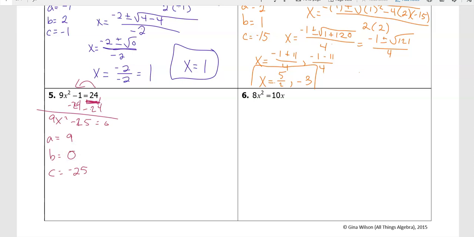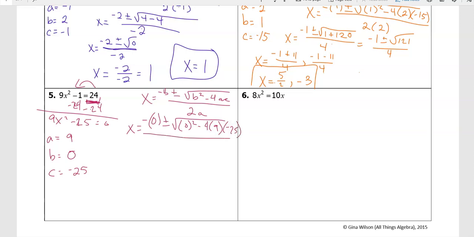All right, so again, formula: x equals the opposite of b plus or minus the square root of b squared minus 4ac, all of that over 2a. All right, so we're going to plug our numbers into our formula. So we have x is equal to the opposite of 0 plus or minus the square root of 0 squared minus 4 times 9 times negative 25.